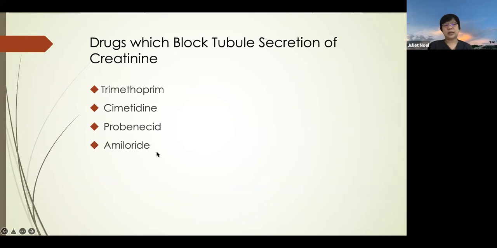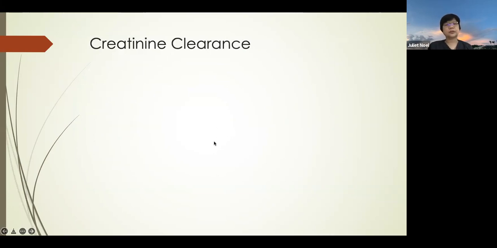Amiloride is a diuretic. Spironolactone is also a potassium-sparing diuretic. Triamterene is a diuretic also.